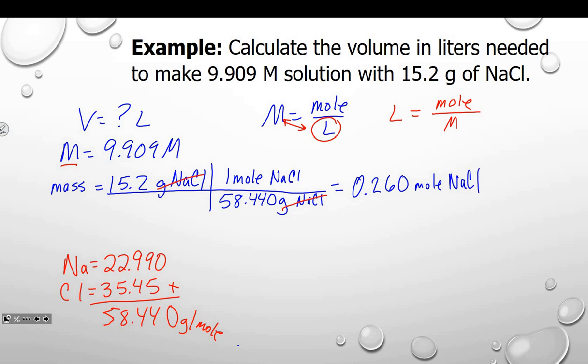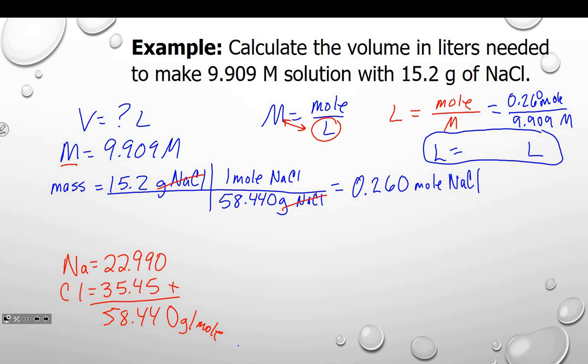Okay, do I have everything I need to plug in? Do I have moles? Do I have molarity? Okay, so then I just plug in. Moles was 0.26 moles, and I divide it by 9.909 molarity. And my liter is going to be what? 0.026, one more. It can't be the same thing, is it? Okay, interesting. It just moved by a factor of 10, which is basically what's on the bottom. That makes sense. Okay? We're almost dividing it by 10, right? So that makes sense that it moved over one.